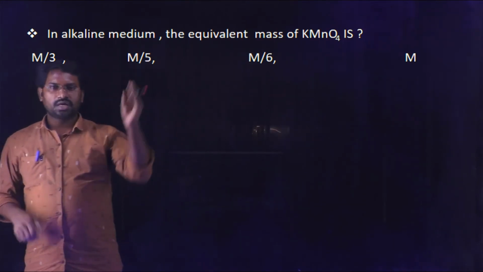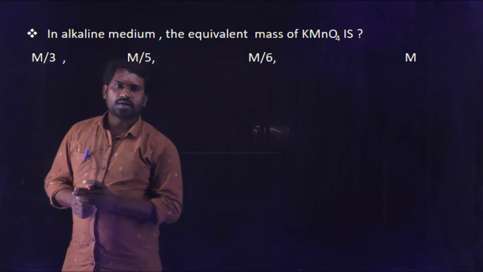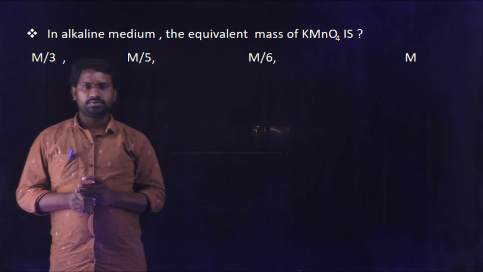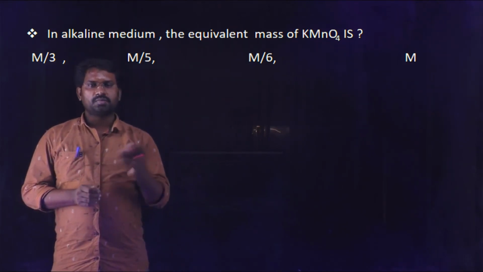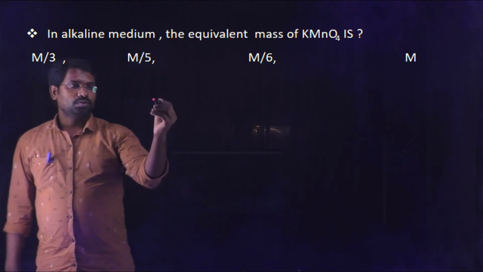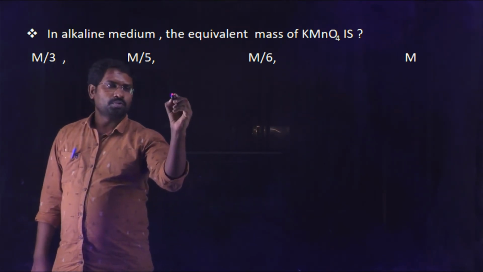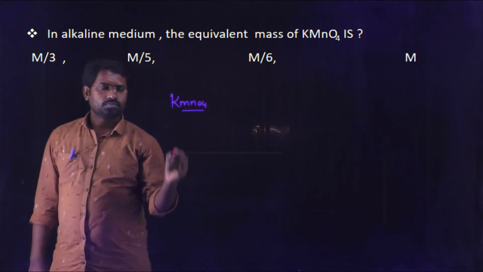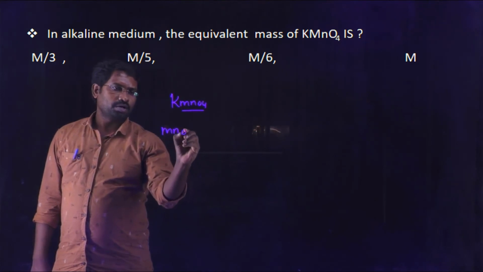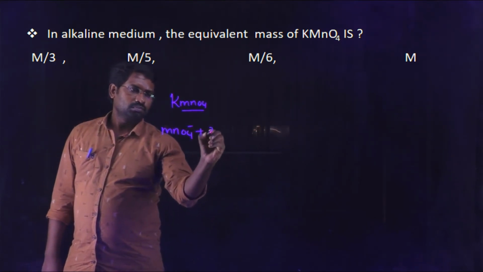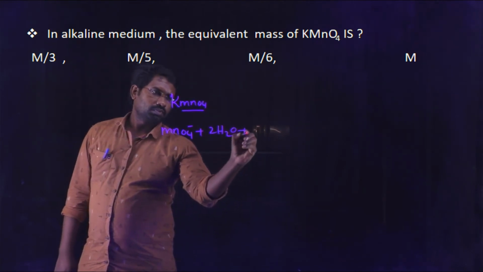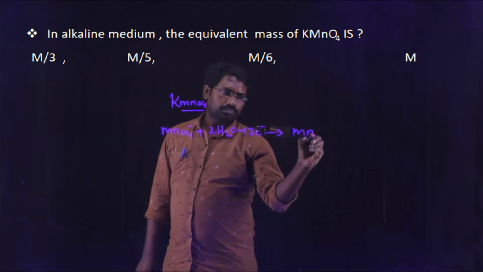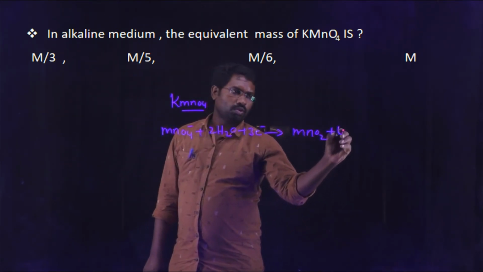And next question, in alkaline medium, the equivalent mass of KMnO4, potassium permanganate, is. In alkaline medium, the equivalent mass of potassium permanganate, so for that one, we have to write the balanced equation. In potassium permanganate KMnO4, the MnO4 permanganate ion plus 3 electrons gives rise to MnO2 plus 4OH-.